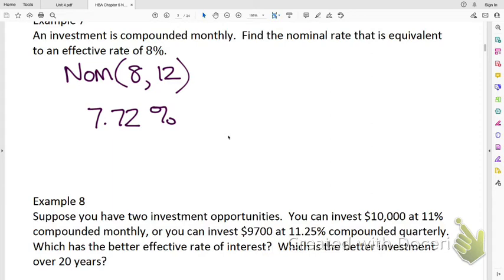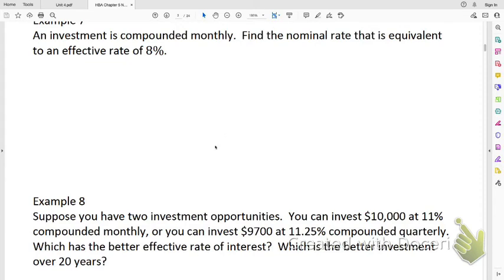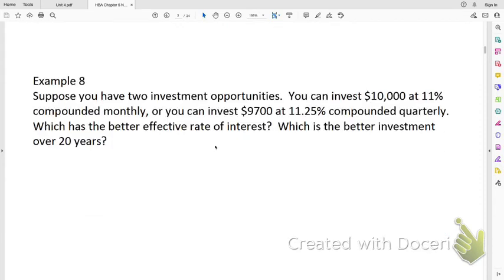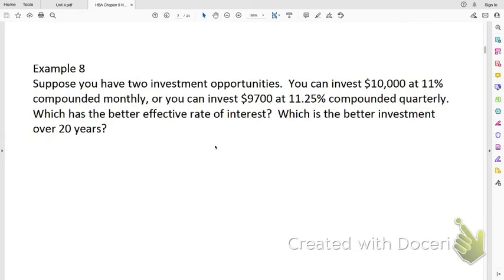Now, 8 will be the last one we do in this section, but we are going to take a quick look at just a few formulas with present value. It's just different solving. So I'll show you that quickly. I told you guys this is a little bit tedious, but think about doing this all by hand. It would be a lot slower. When I read example 8 here, we have two investment opportunities. We have $10,000 at 11% compounded monthly or $9,700 at 11.25 compounded quarterly.